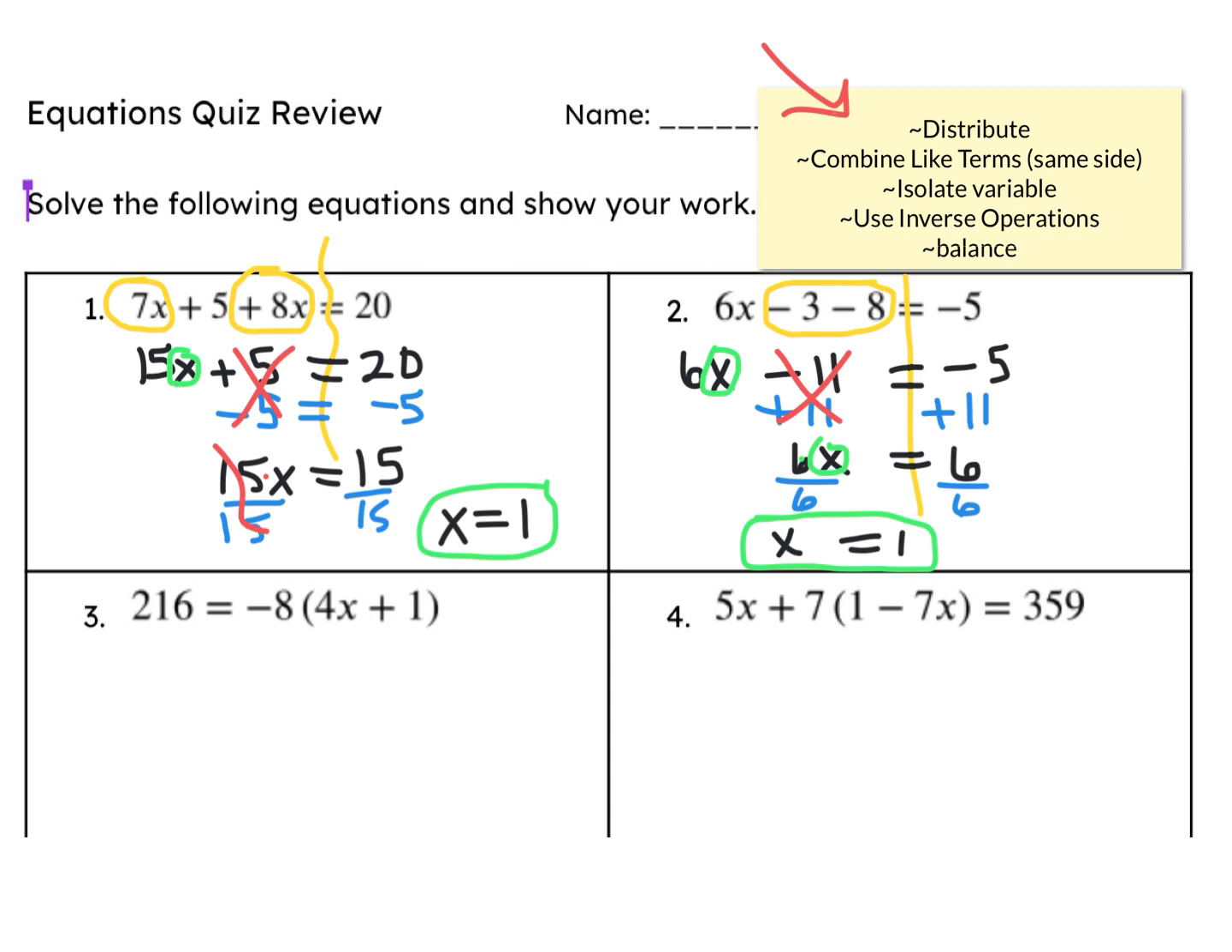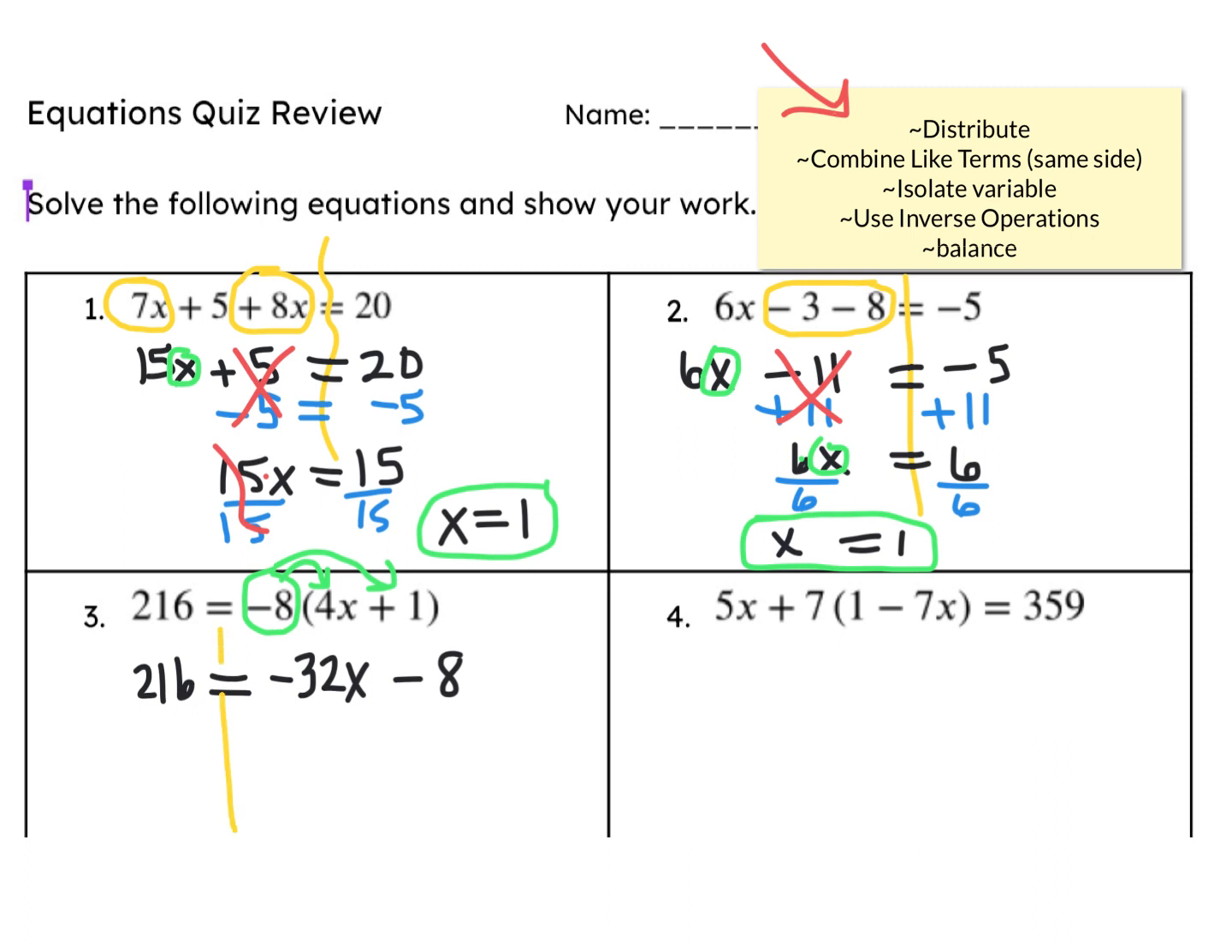Okay, moving along to number 3, following the same steps. Distribute first. I see distributive property in this example. Here it is. Look for the parentheses. This is a -8 times both terms inside the parentheses. So 216 on the left. Okay, -8 times 4. A negative times a positive is a negative. So that's -32x. And -8 times 1 is still -8.